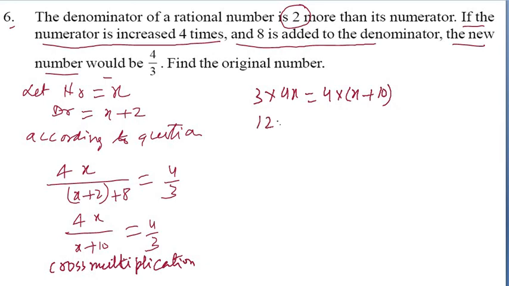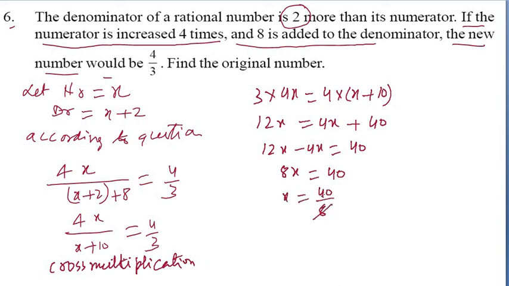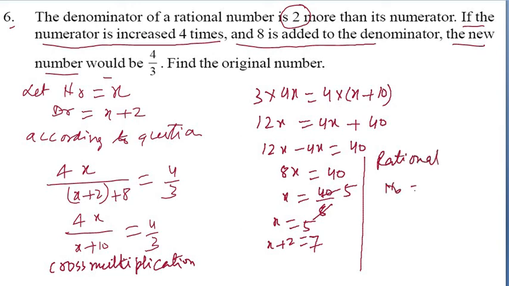So here is 12x is equal to 4x plus 4 times 10, that is 40. So 12x minus 4x is equal to 40. So 8x will be equal to 40. So x will be equal to 40 divided by 8. 8 times 5 is 40. So x will be equal to 5. Now x plus 2 will be equal to 7. So our rational number is equal to 5 upon 7. That is your answer.